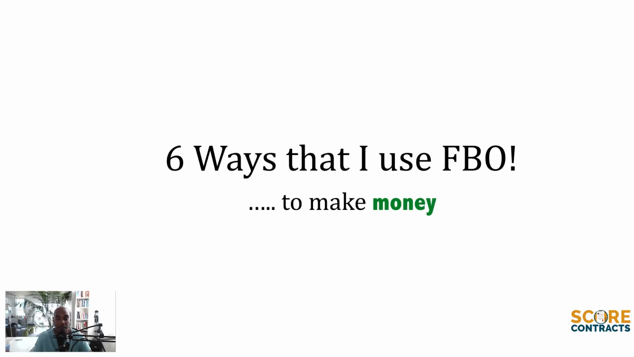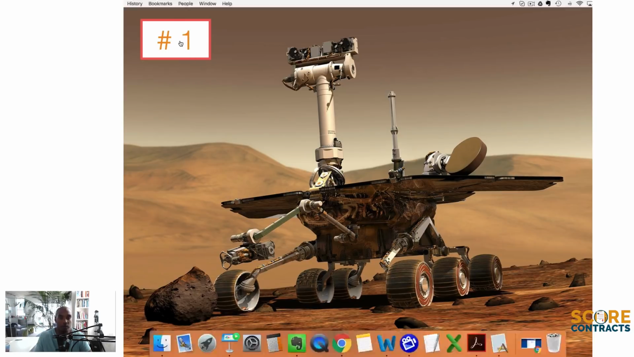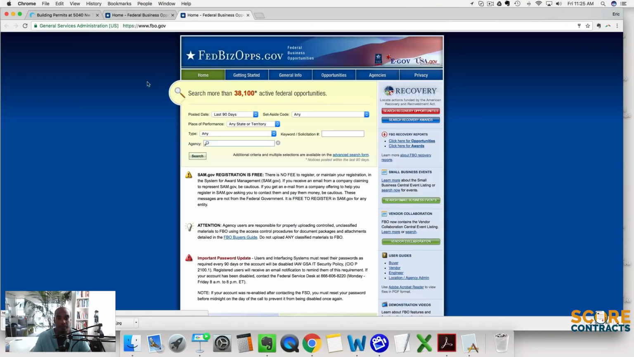Now let's talk about some of the ways that I use FBO to make money. I'm sure that's what you're always waiting for. Number one, and most common, is exploring bid opportunities, right? So you go on, you search for solicitations, you add your name to the watch list, you do some search queries, and you start looking for different opportunities. Let me walk you through what that looks like, all right?